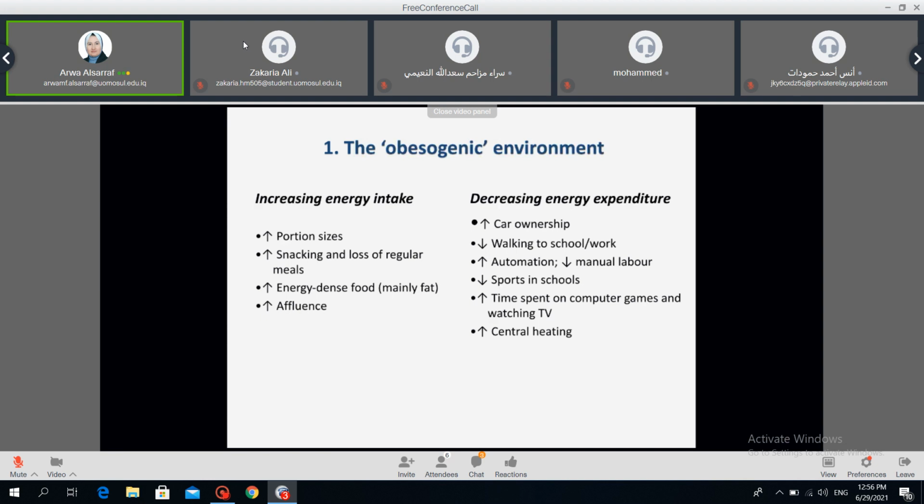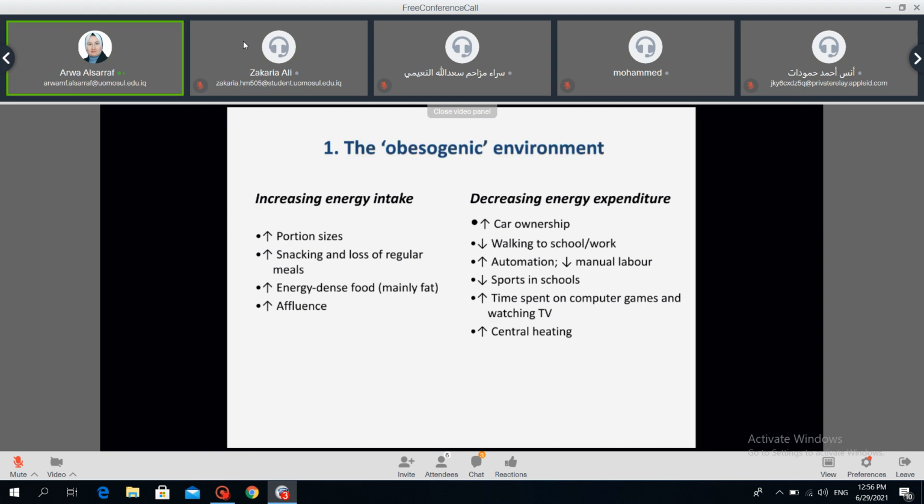Also, more time is spent on computers and on watching TV. فهاي new lifestyles كلها changing our good habits to bad habits. We are sitting longer and moving less. And also central heating is available everywhere. As we say, in cold weather the body usually expends more energy, but in hot weather it usually expends less energy.